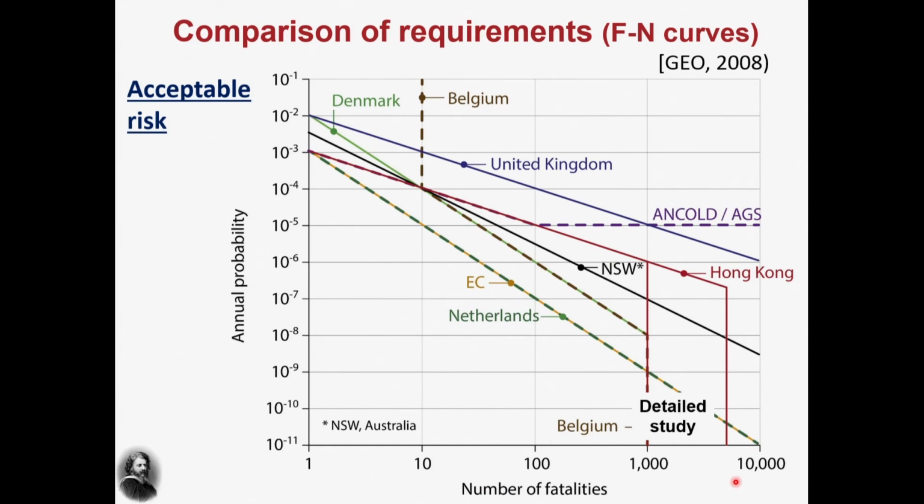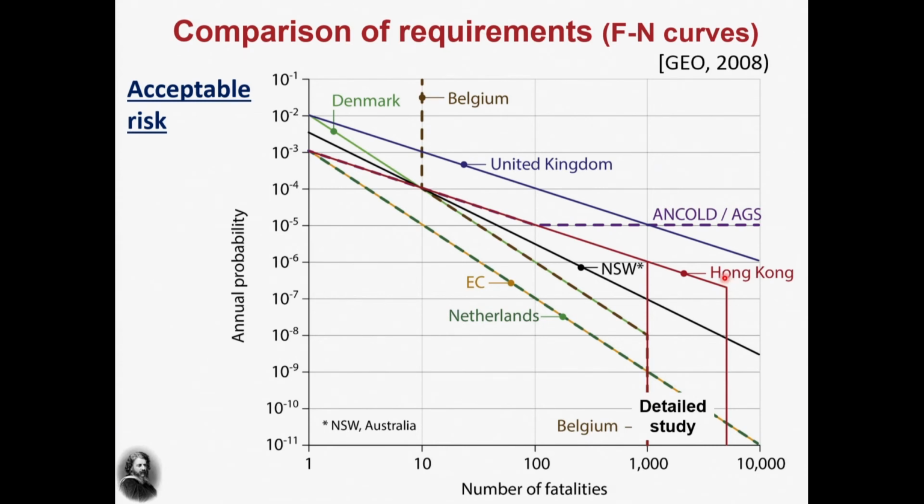And I don't know if you can read this, but we have Belgium, which is this funny one here. United Kingdom is the top one in blue, and European Community and Netherlands are the lowest ones. Hong Kong and Australia have been doing a lot of work, and they have this red curve and the black curve. New South Wales is mainly for dams, Hong Kong is mainly for slopes.